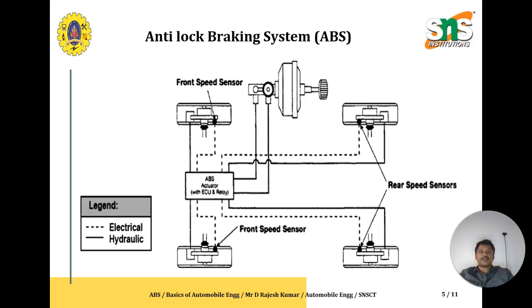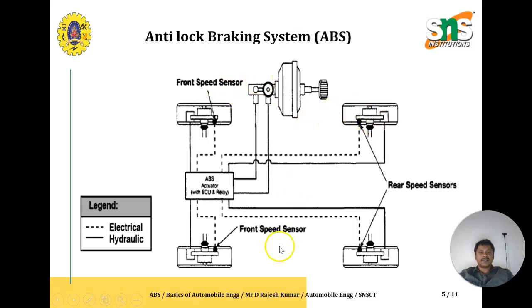This slide shows the layout of the anti-lock braking system, where the dotted line indicates the electrical unit and the continuous line indicates the hydraulic unit. The major sensor here is the wheel speed sensor. This wheel speed sensor is used to detect the wheel locking. When the wheel is locked, the information is given to the ECU, and the ECU immediately releases the brake. So this is what happens. That is why it is called the anti-lock braking system.